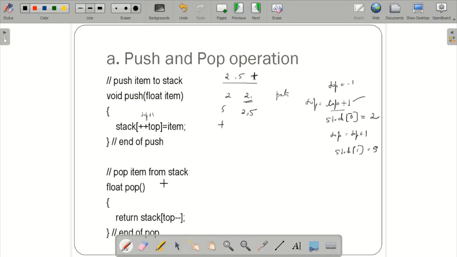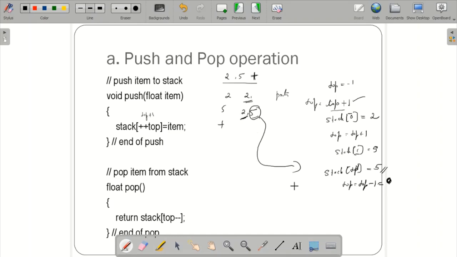Next, when it is a pop, what are we going to do? When the operator comes, we should pop this and also pop this, and then do the evaluation. So how will you pop this? When I do the pop, I just return the stack top. Top is 1, so I return what is in stack top, that is 5. Then I decrement, top is equal to top minus 1. So for the next iteration, the value of top is 0. The 5 has already been returned, so now top is pointing here.